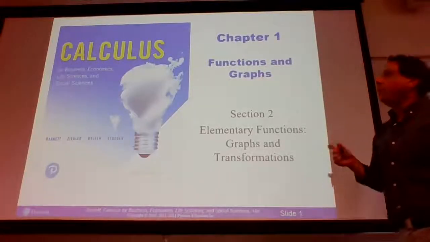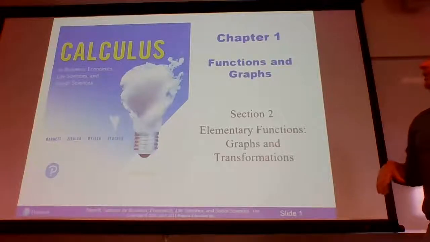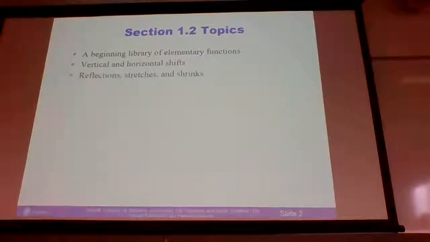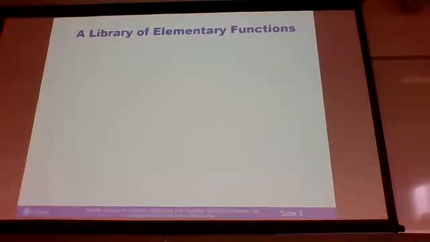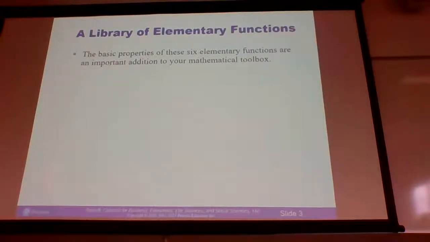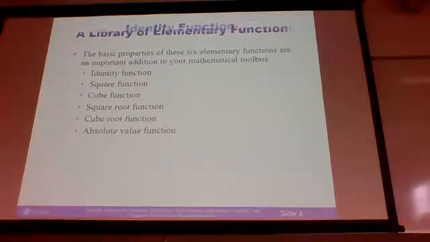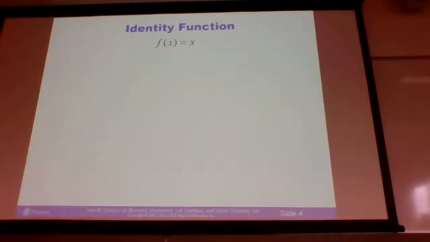So for chapter 1, section 2, we're going to talk about functions and graphs. And what I really want to do is just remind you what certain functions look like and how they can move. We're going to talk about vertical and horizontal shifts, reflections, stretches and shrinks, piecewise functions. Okay? So there are 6 basic functions that you should be able to know. Identity function, square function, cube function, square root function, cube root function, absolute value function. And I just want to point them out.